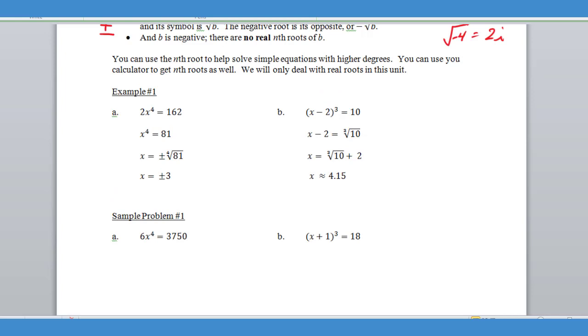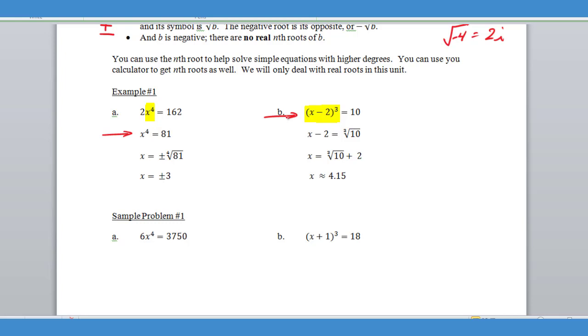And so if you look at example number 1, this whole premise of what we did before to use square roots, we now want to use with a higher degree root. We want to isolate the term that's being raised to a power. So if you look at both of these examples, we needed to isolate the term that was being raised to a power before we could take the root value.